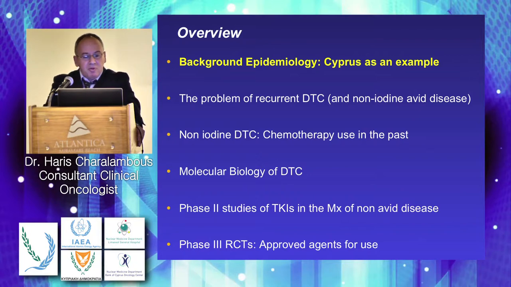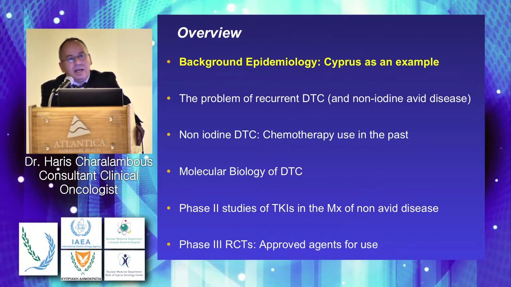So the overview of the lecture: briefly mention one or two slides about epidemiology, which has already been captured. Then talk very briefly about non-iodine avid disease. I have three or four slides about chemotherapy, because we used to use chemotherapy up to a few years ago. Then the molecular biology is the most important issue here, and we just had quite a lot on it, but I'll go briefly over it again.